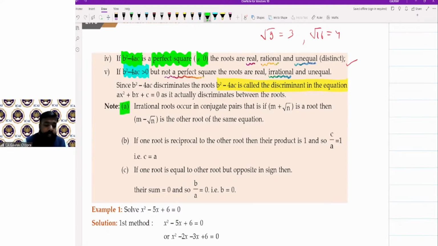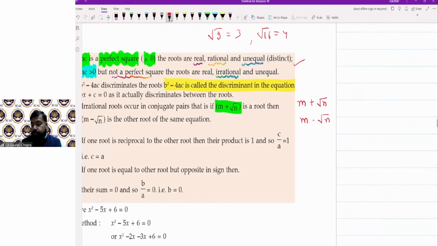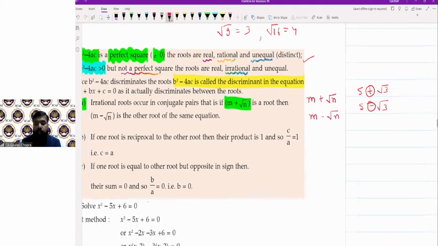Note number 1, it says irrational roots occur in conjugate pairs. ये हमेशा पेयर के अंदर होगा. पेयर का मतलब क्या? अगर एक रूट हमारा m plus root n है तो दूसरा रूट फिक्स है, क्या होगा? m minus root n. Let's say if the one value is 5 plus root 3, तो दूसरी वैल्यू क्या होगी? 5 minus root 3. It is fixed because ये हमेशा पेयर के अंदर ही आएगा. एक वैल्यू प्लस होगी और दूसरी वैल्यू माइनस होगी. Okay, so this always occurs in pairs.